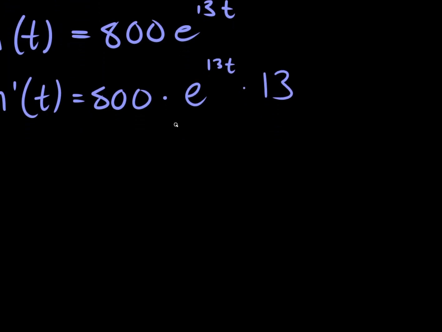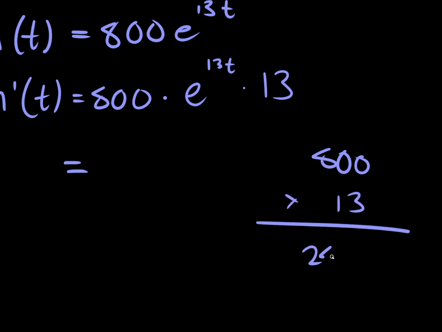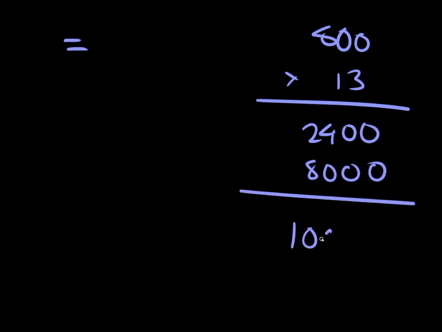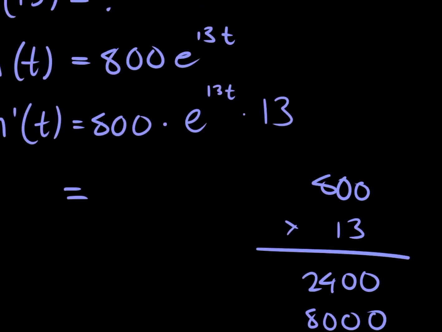We're going to have to do 13 times 800, which is going to be quite a big number, but let's try. 3 times 800, 2400. 10 times 800, this is going to be 8000. And this should be 10,400. So we'll get that 10,400 e to the 13t is going to be our derivative here.